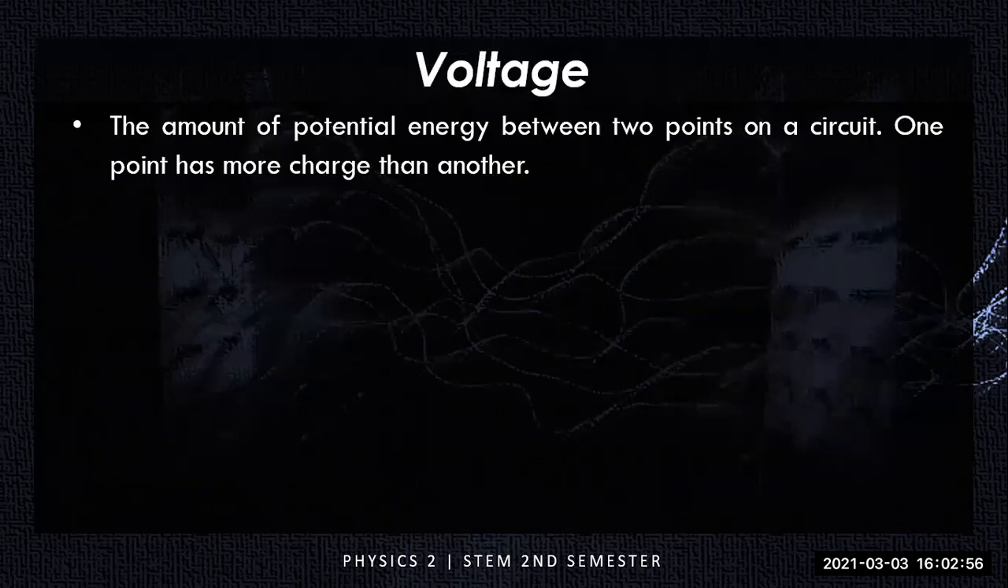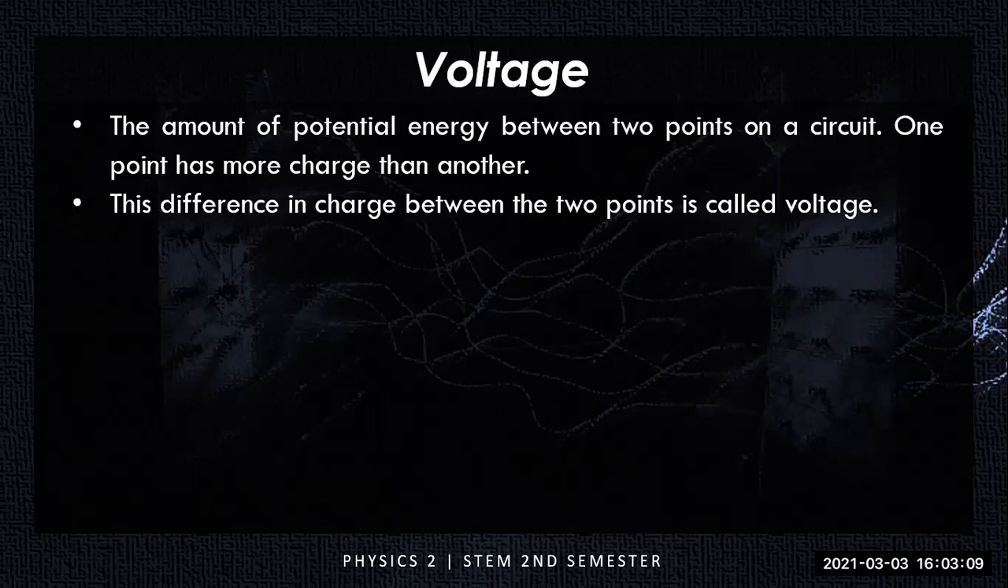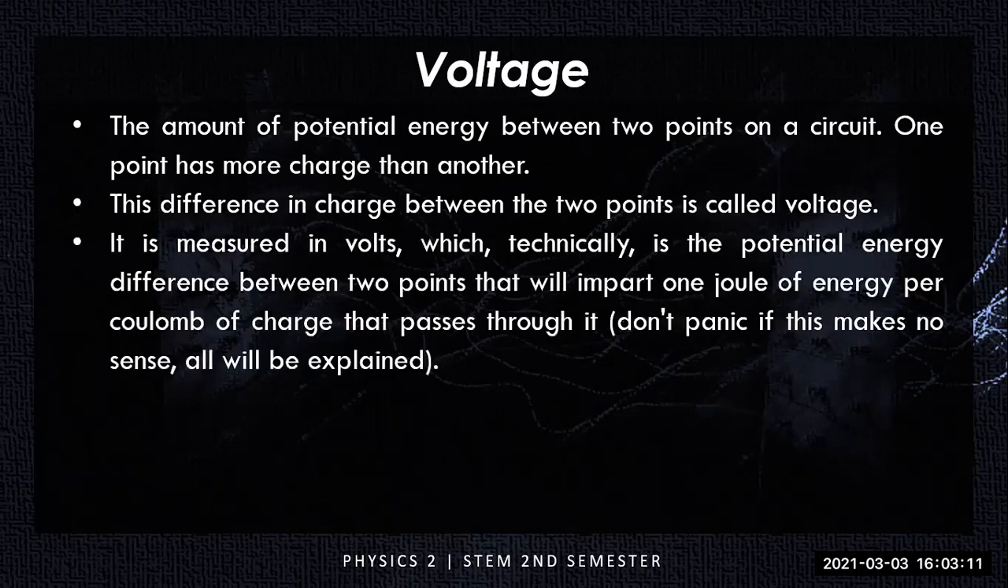So what is this Ohm's law? It involves three basic electrical quantities. First is voltage. Voltage is the amount of potential energy between 2 points in a circuit. So one point has more charge than the other. The difference in charge between 2 points is called voltage.